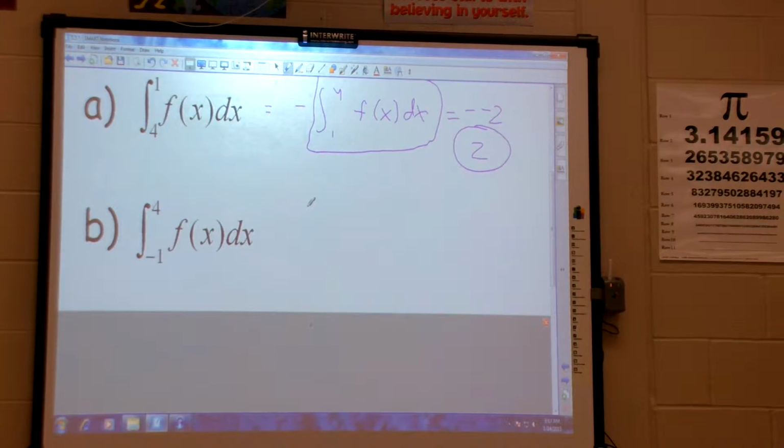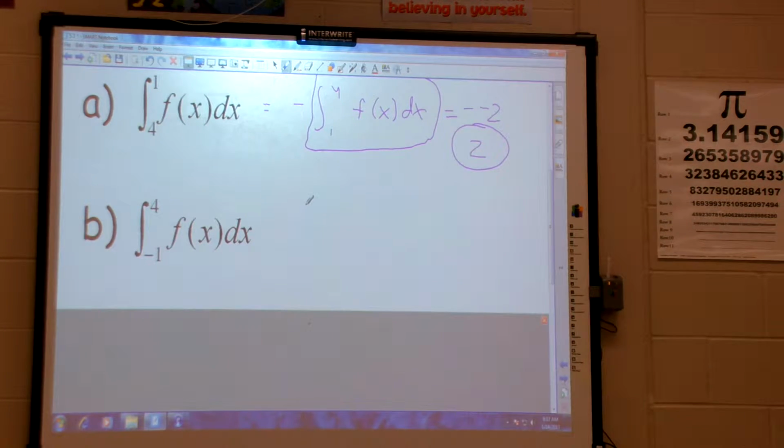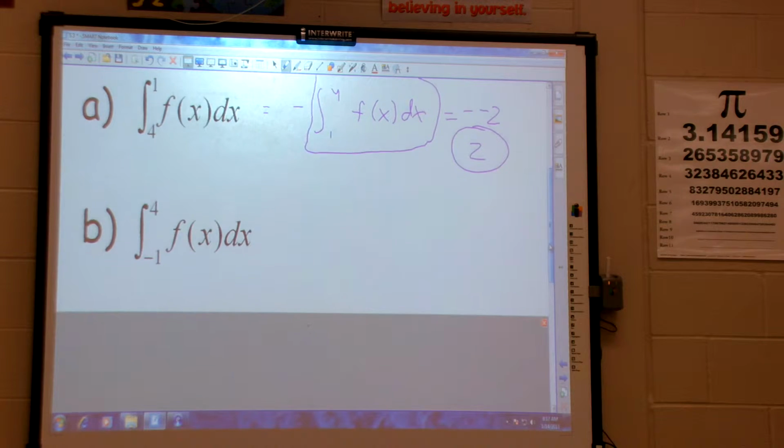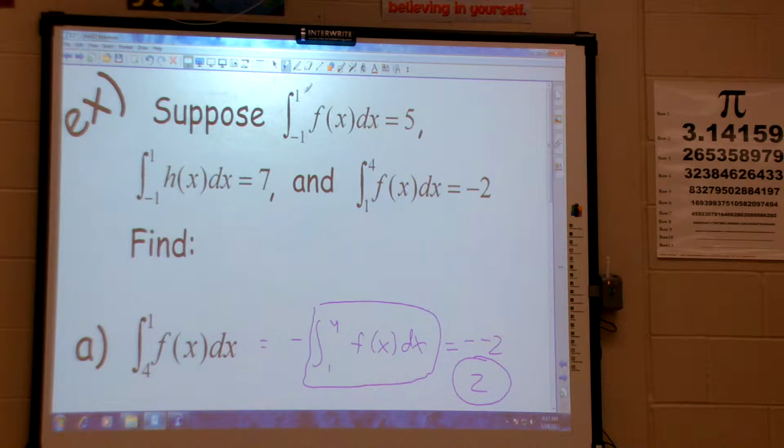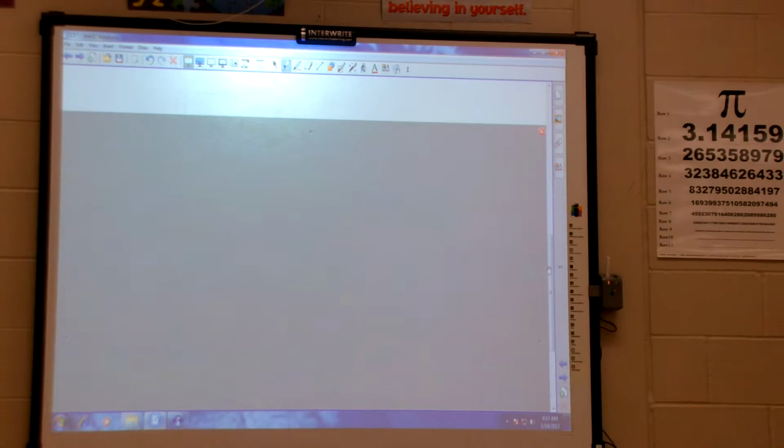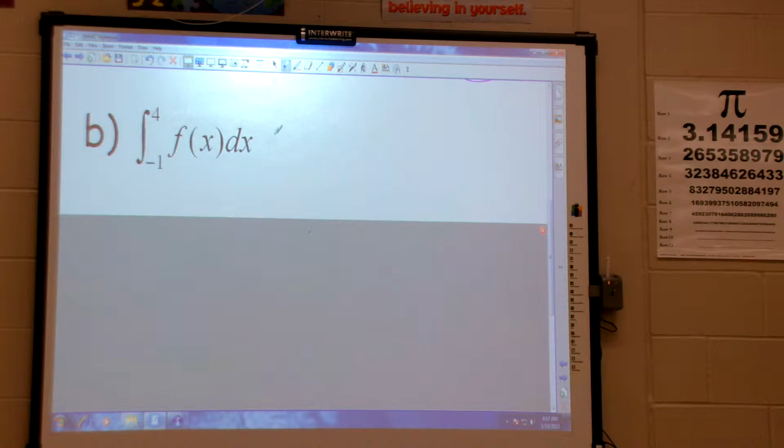Okay, so now I want the integral from -1 to 4 of f of x dx. But I don't have -1 to 4. I have -1 to 1, and 1 to 4. Add them. We're going to use correct notation. This is the same as the integral from -1 to 1 of f of x dx plus the integral from 1 to 4 of f of x dx.